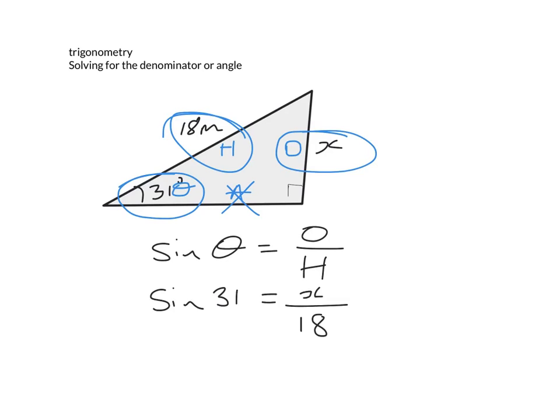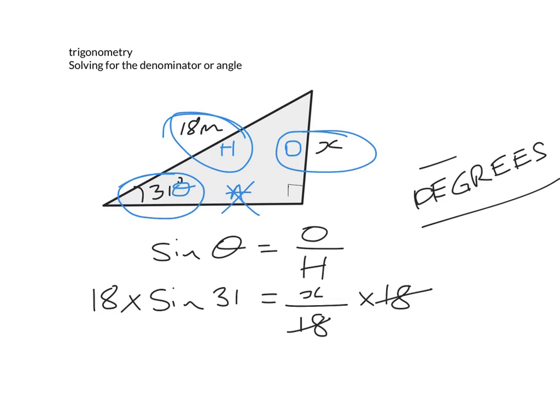Yep, you got it. Well, you're close to getting it. We want x by itself, that's true. So we are going to times this side by 18. We're also going to times this side by 18. That and that cancel out. So if you pick up your calculator, remember, make sure your calculator is in degrees mode. If your calculator's in degrees mode, 18 times sine 31 will tell you the length of x.